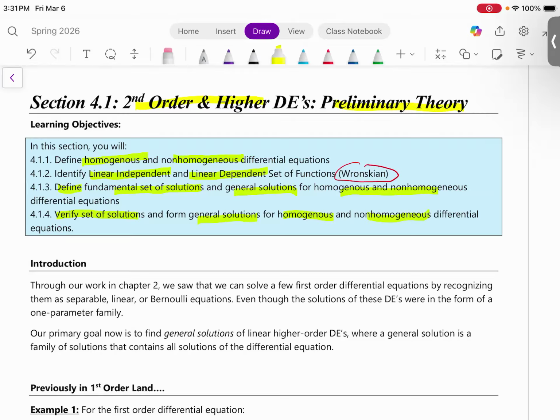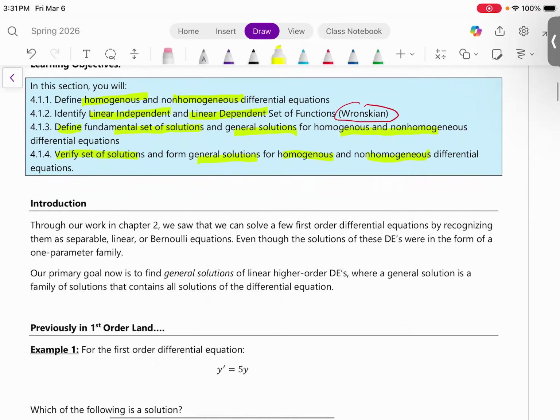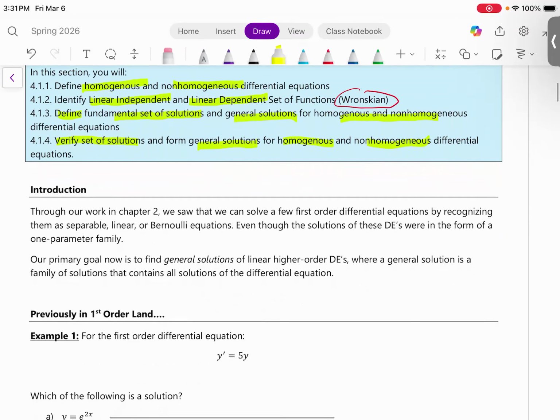Okay, let's look through the introduction and get an idea of what we're going to be talking about for this section. Through our work in chapter 2, we saw that we can solve a few first-order differential equations by recognizing them as separable, linear, or Bernoulli equations, and then solving them analytically with their various methods, even though the solutions of these differential equations were in the form of a one-parameter family.